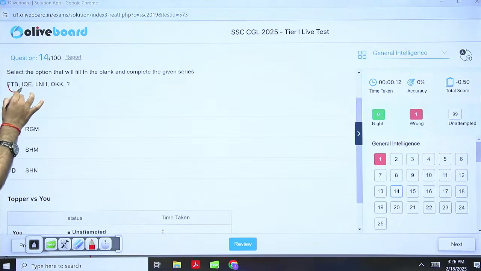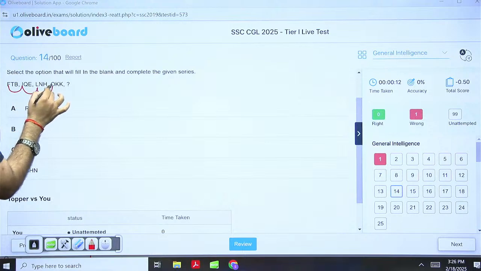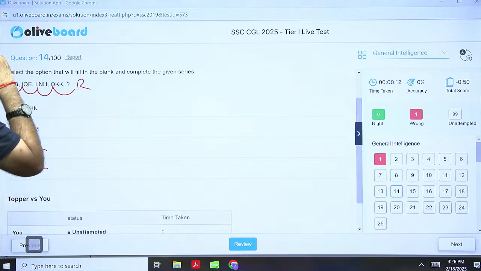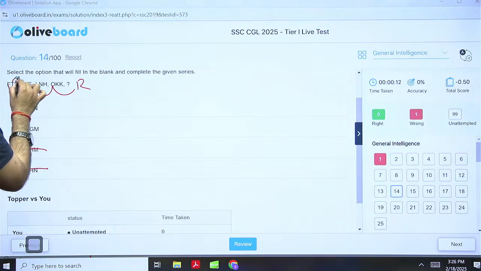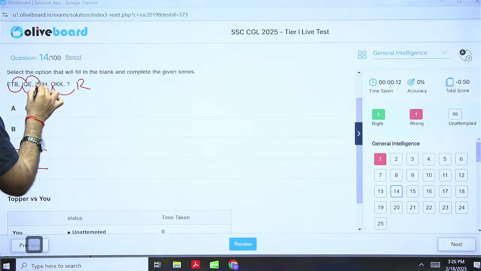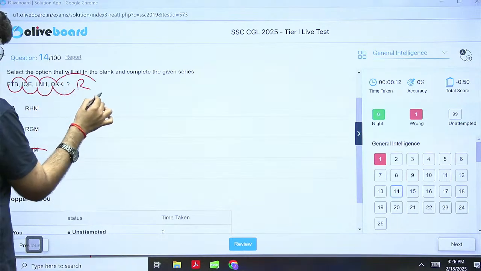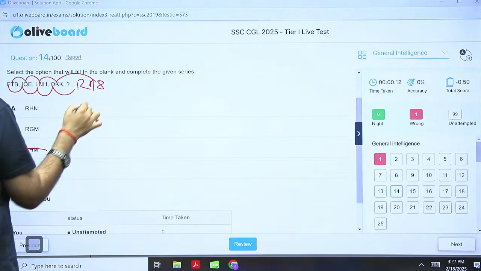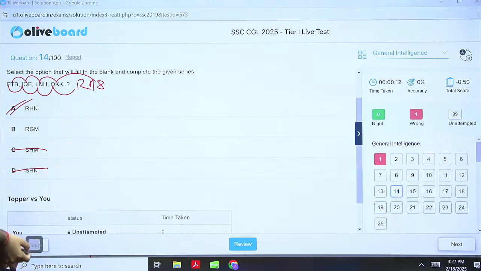So 6 plus 3, 9 plus 3, 12 plus 3, 15 plus 3, 18. So we'll have R in the beginning. This is gone, this is gone. Next is T, 20 minus 3, 17 minus 3, 14 minus 3, 11 minus 3, 8 will be the next answer. That is H. So R and H is your correct answer. R, H and option A is the right one.